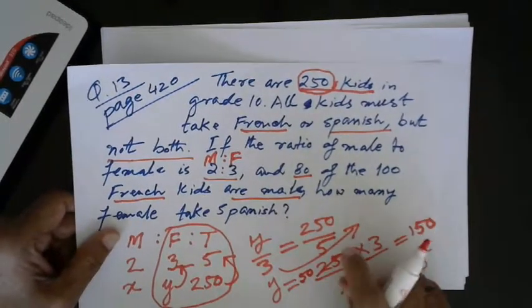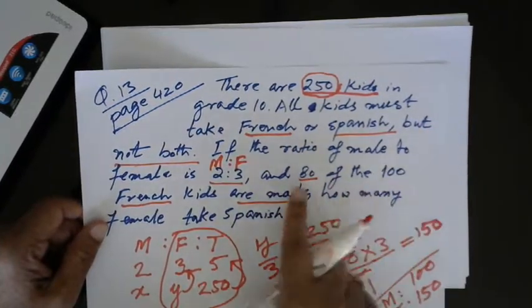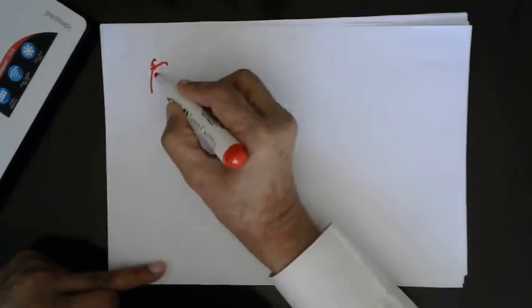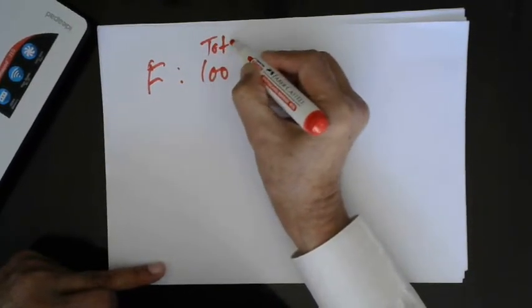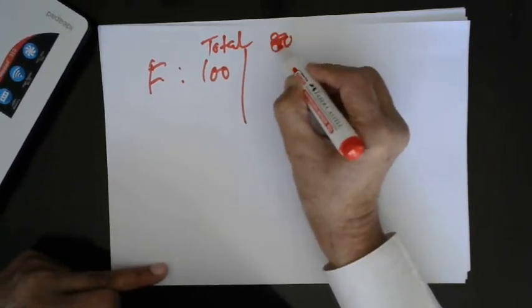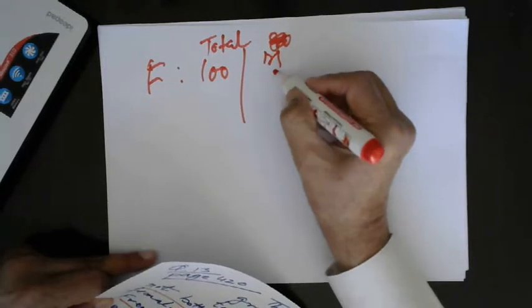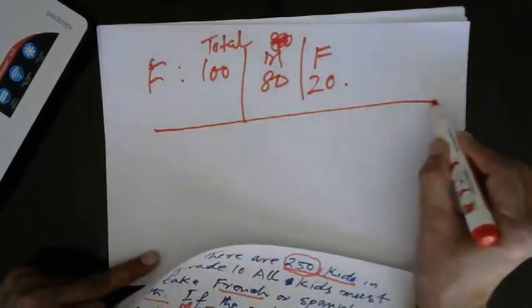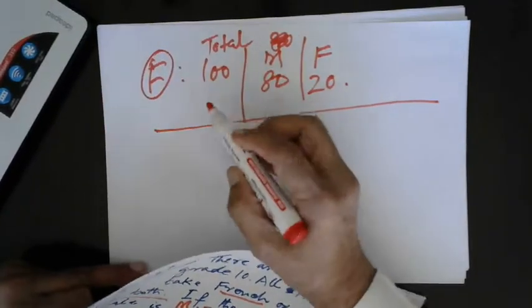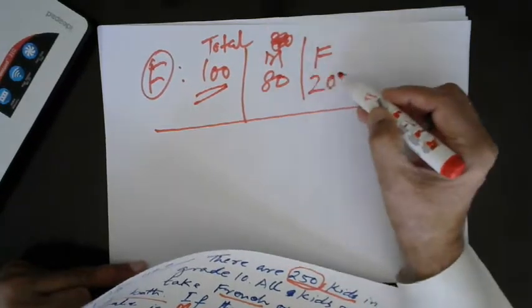Now, we are also given that of the 100 French, the total is 100. This is total. 80 of the 100 are male. So male 80, therefore female are 20. Is it okay? Now, this is about French. The total number of students taking French is 100. Males are 80 and therefore females are 20.